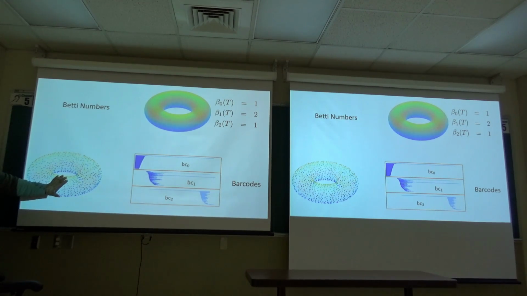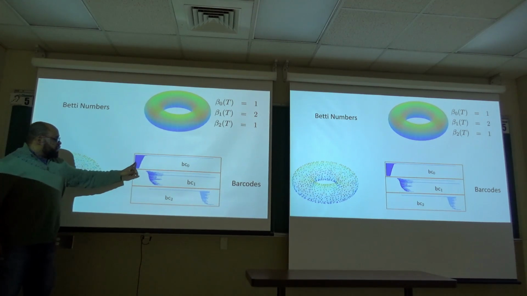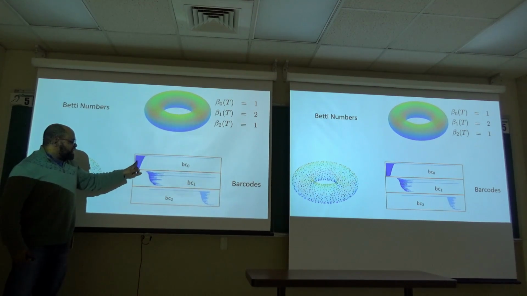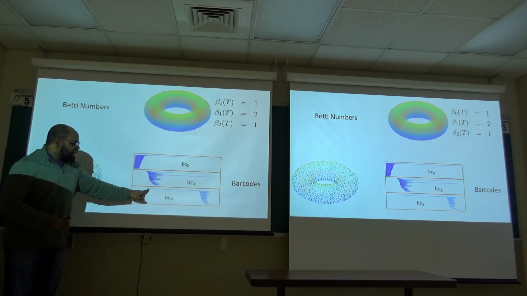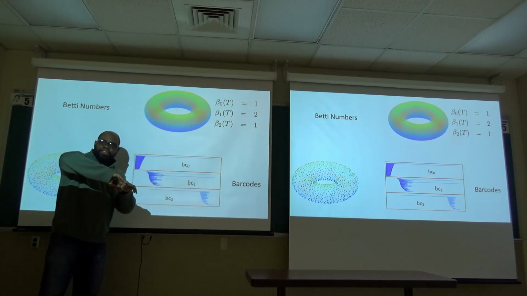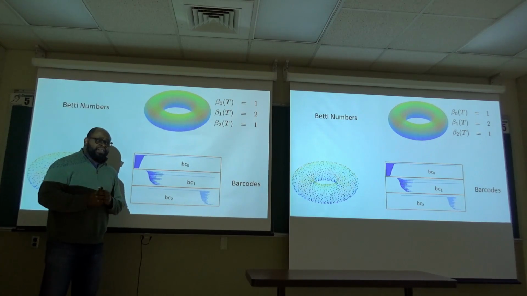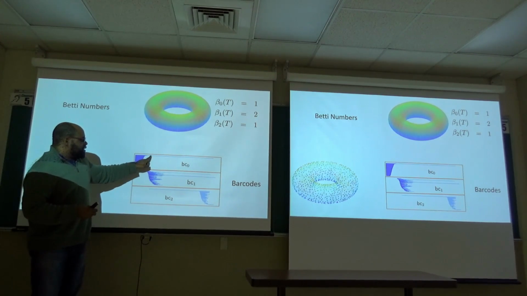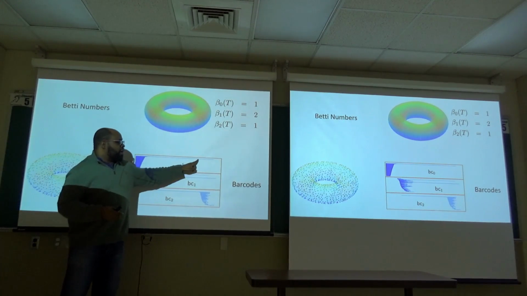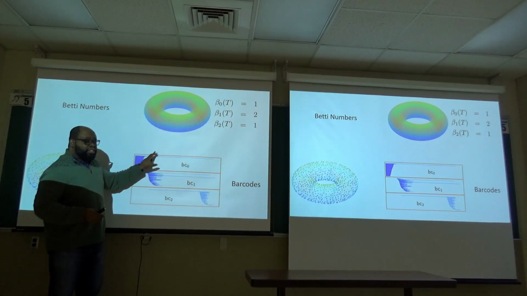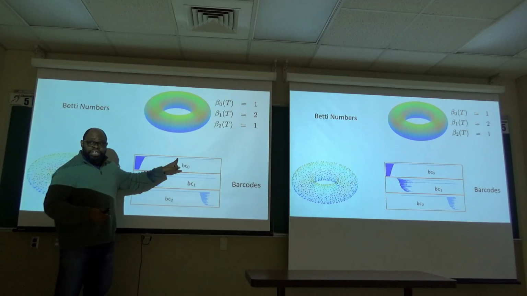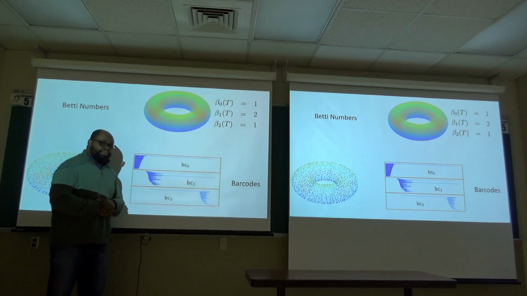So I sampled at random these points from the surface of the torus and computed how the points connected, how the loops formed and then got filled in, and then how the voids formed and then got filled in. And hopefully what you can see is that there's just one long bar here in 0, right? So it's saying that at some point everything got connected and continued to be connected.